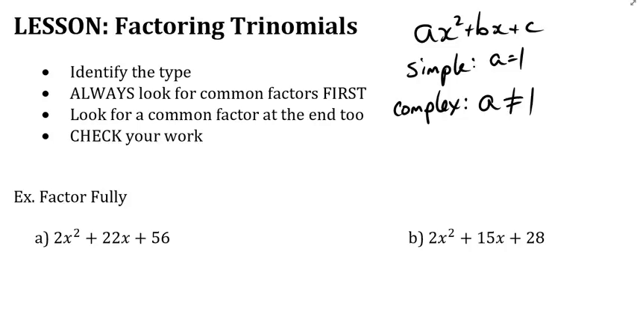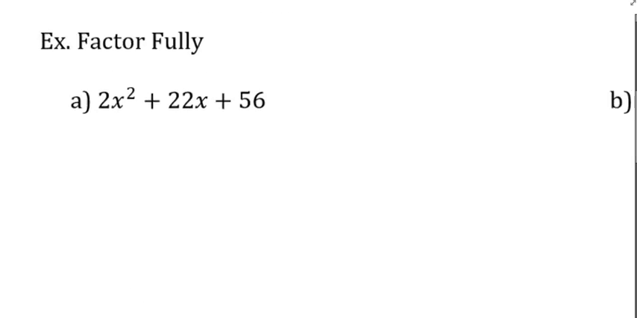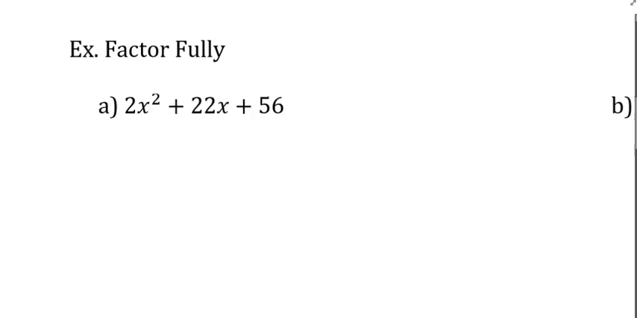Okay, so let's take a look at the first one. Factor fully are our instructions. Even if it doesn't say factor fully, that's always what you're supposed to do, factor fully. Do you see a trinomial here? Yes. Is it simple trinomial or complex trinomial? Why do you say that?